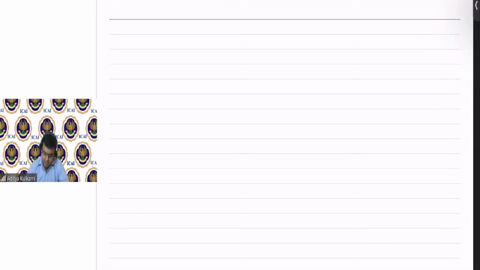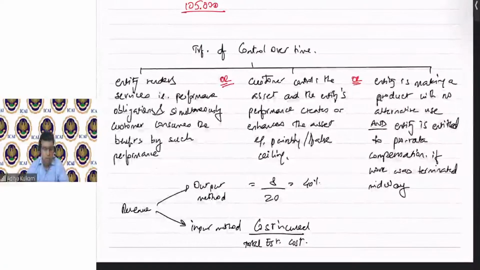Now, let us just take some discussion on the input method. Sometimes there may be some material, which you purchase, which is significant in terms of cost, but it does not really add value to the project. But it is essential. For example, you are doing a construction contract, you purchase land. Now your project value, revenue from your project is roughly 400 crores, and the land cost itself is about 150 crores.